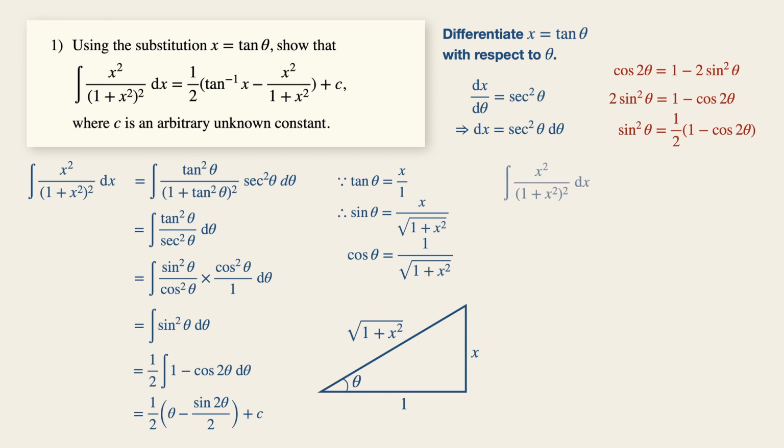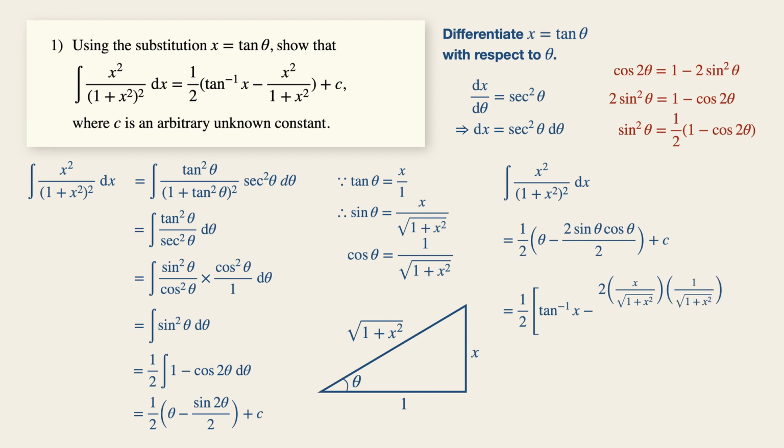So integrating x squared over 1 plus x squared, all squared, is equal to half theta minus 2 sine theta cosine theta, which is the double angle formula of sine 2 theta, divided by 2, plus c. Now you realize over here that we can use the values of sine theta and cosine theta to substitute into this expression. Doing so, we will have half tangent inverse x minus 2 times x over square root of 1 plus x squared, times 1 over square root of 1 plus x squared, over 2, plus c. Simplifying further, we will then have half tangent inverse x minus x over 1 plus x squared, plus c.